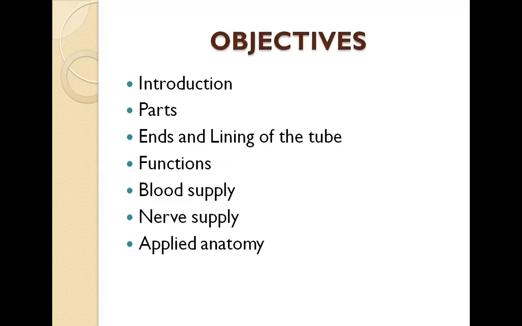In this lecture we'll be discussing the parts of the auditory tube, the ends and lining of the tube, the functions of the auditory tube, the blood supply and the nerve supply of the auditory tube, and finally the applied anatomy. As far as the examination point of view is concerned, you must concentrate on the parts, the function, and the applied anatomy of the auditory tube.